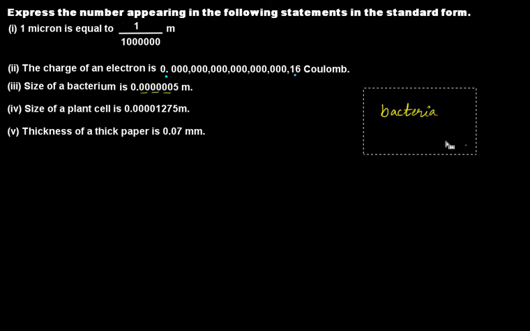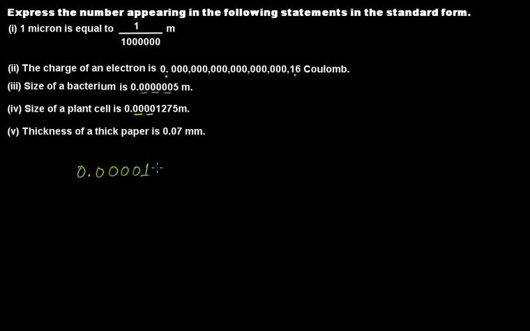Now here you have size of a plant cell is 0.00001275 meter. You have 2 zeros, you have 4 zeros. So 1, 2, 3 and 4, then 1, 2, 7, 5. Okay, now tell me, in this number, which is the first non-zero digit? The first non-zero digit is 1.